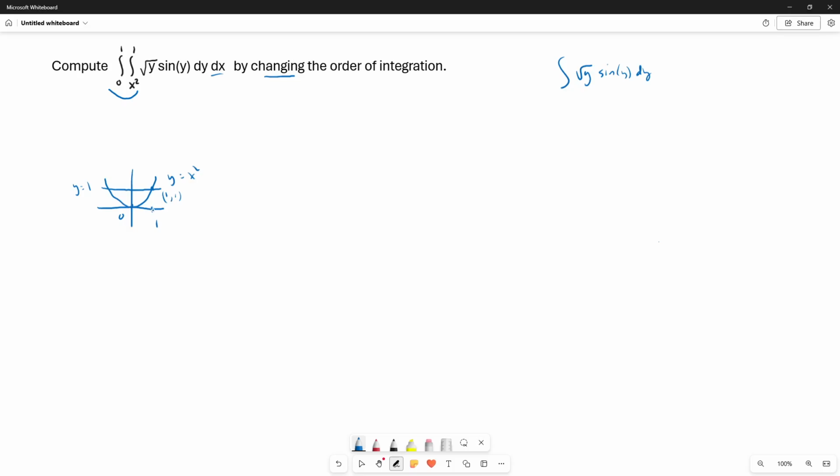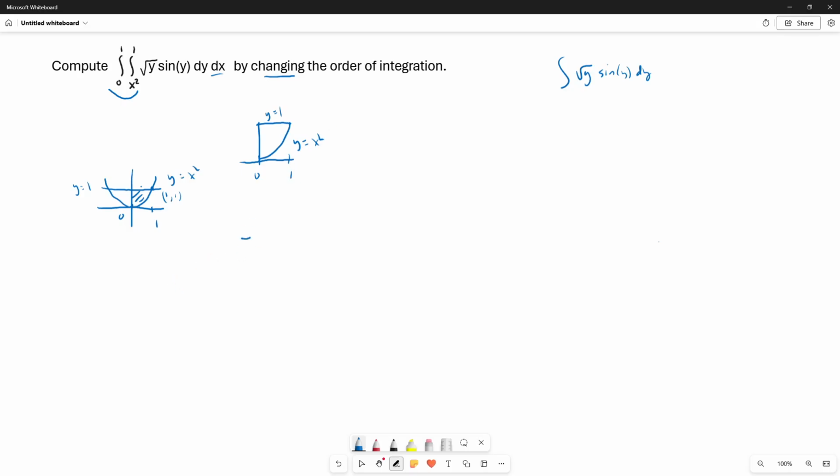So x goes between 0 and 1. Y goes from the parabola to the line. So it's this region. So we have this region. This is y equals x squared. And this is y equals 1. And this is the x-axis. X is going from 0 to 1.